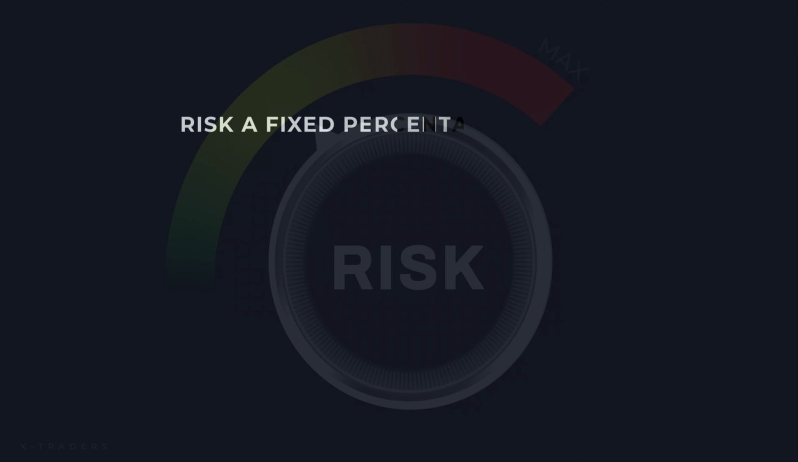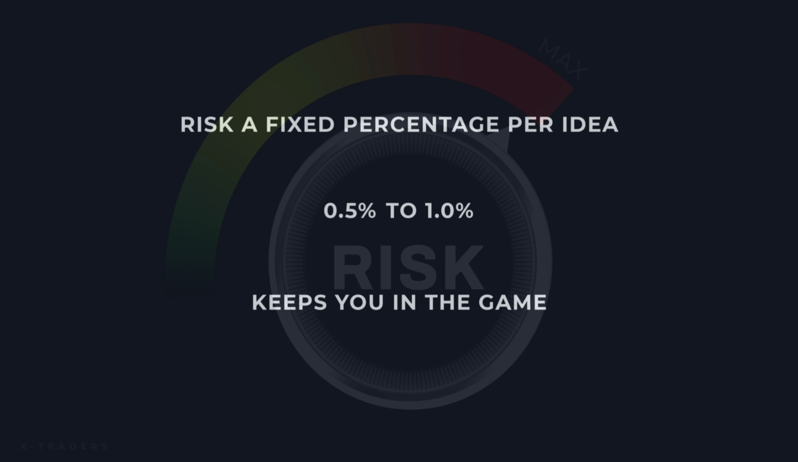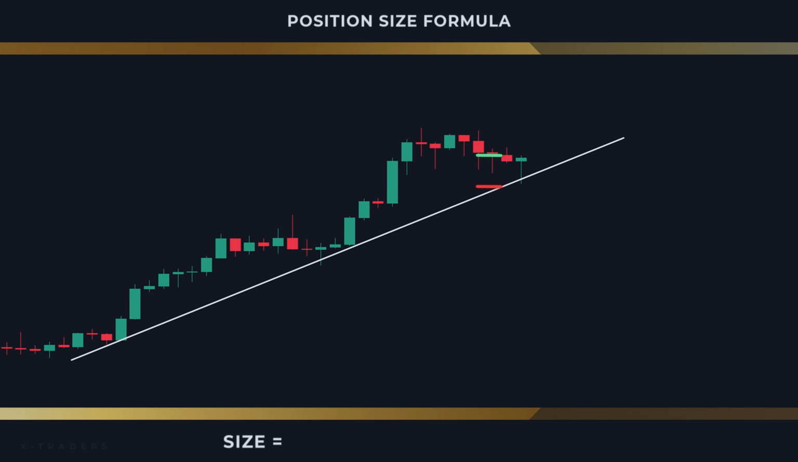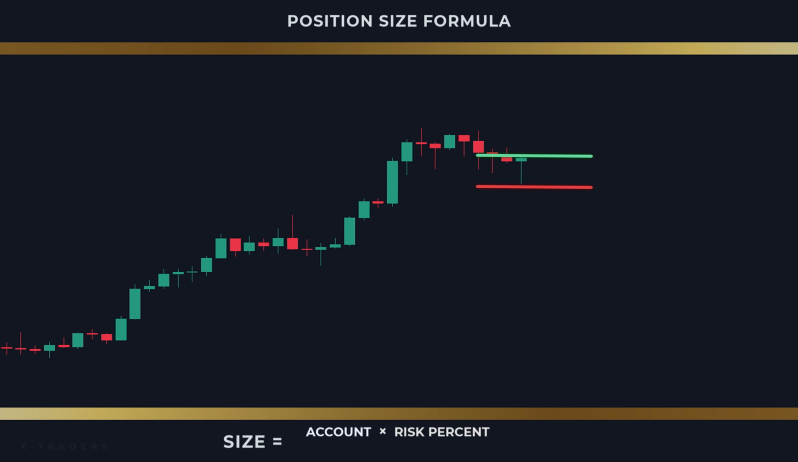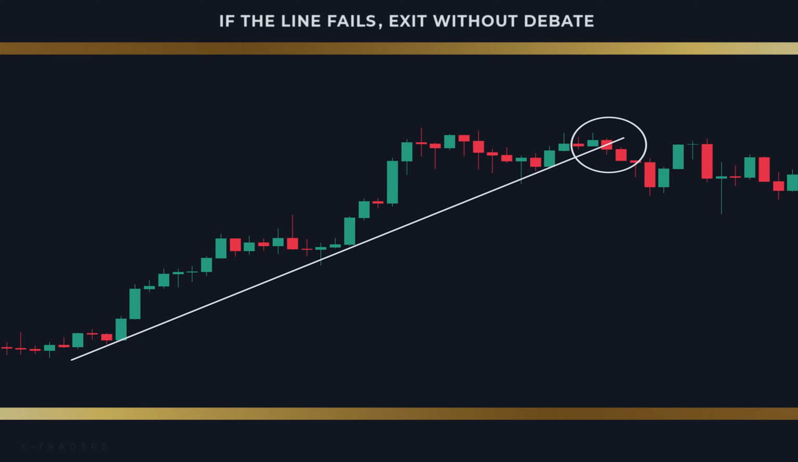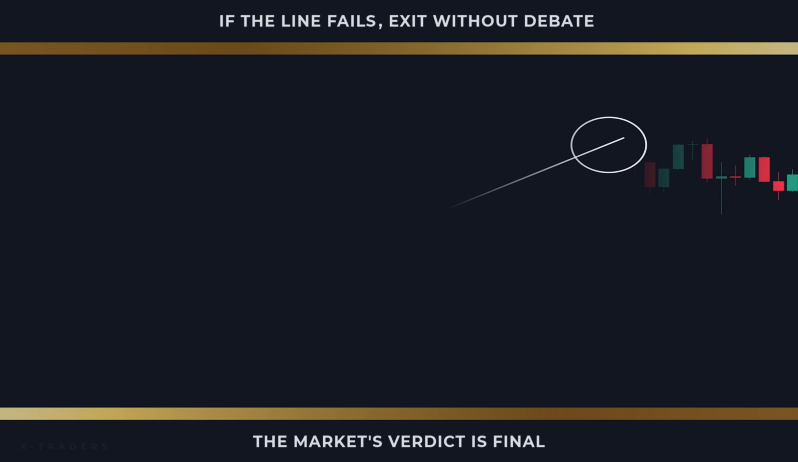Risk a fixed percentage per idea. 0.5% to 1.0% keeps you in the game. Position size formula: size equals account times risk percent divided by entry minus stop. If the line fails, exit without debate. The market's verdict is final.